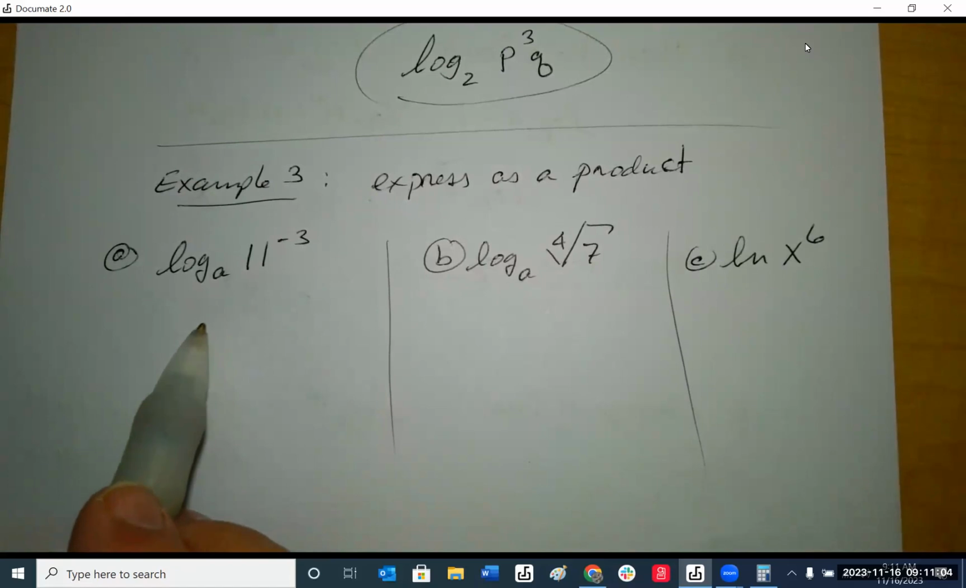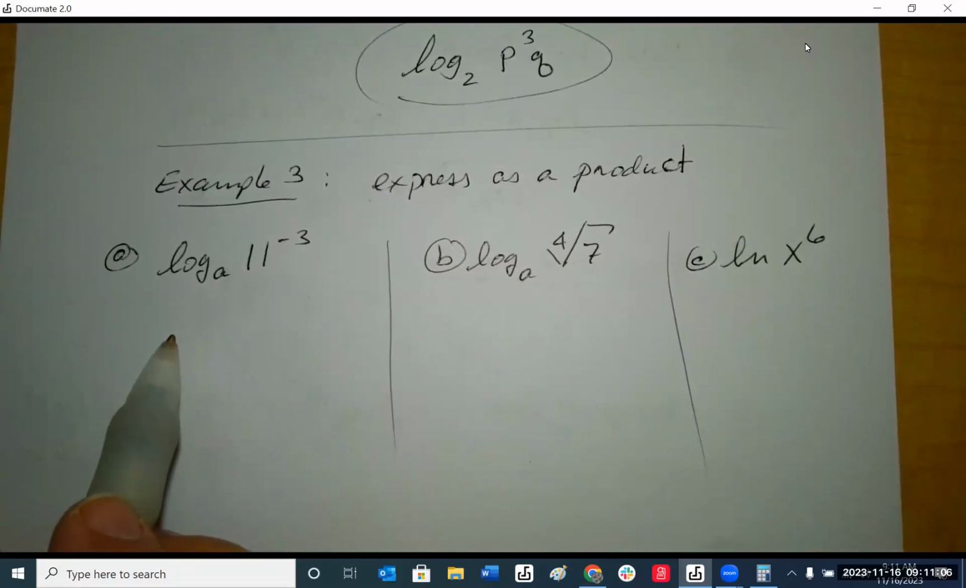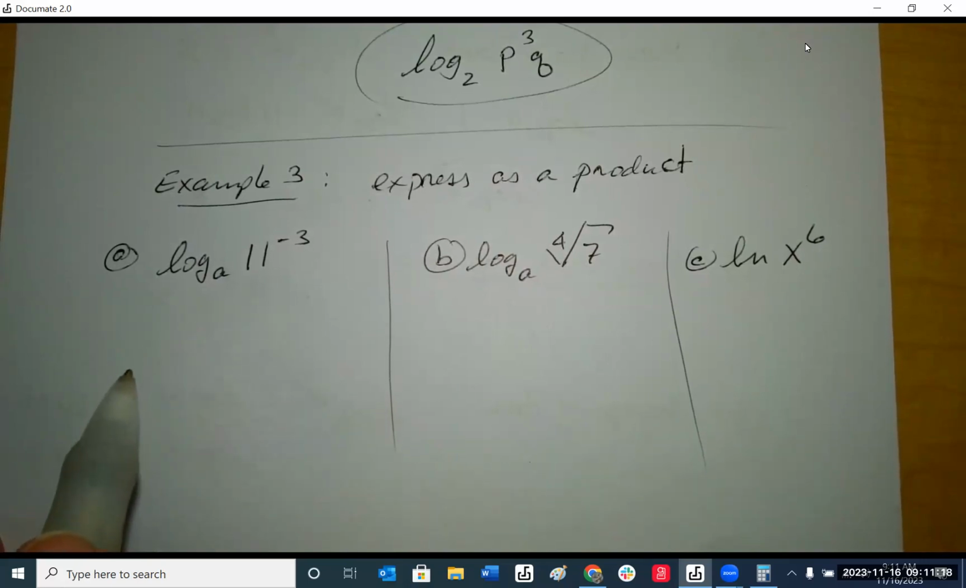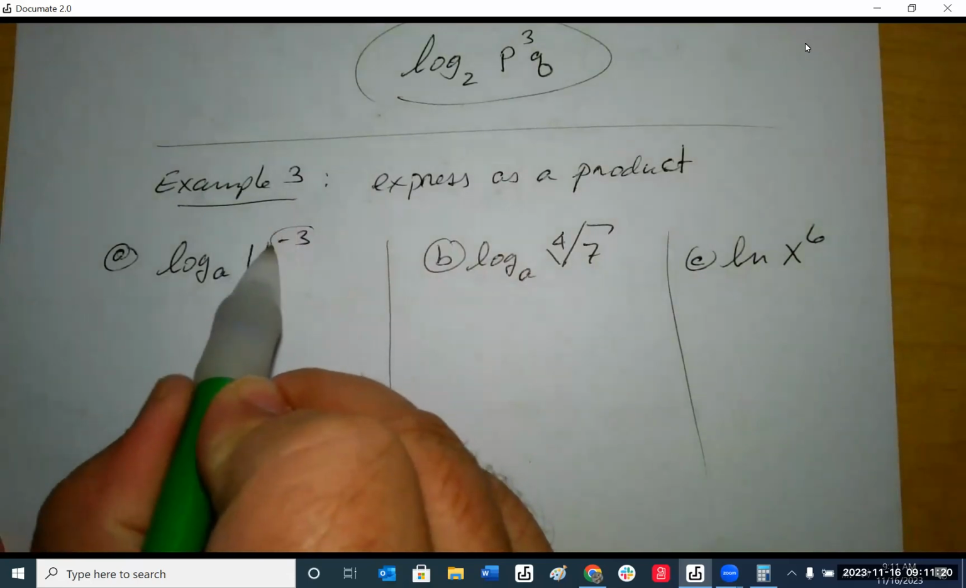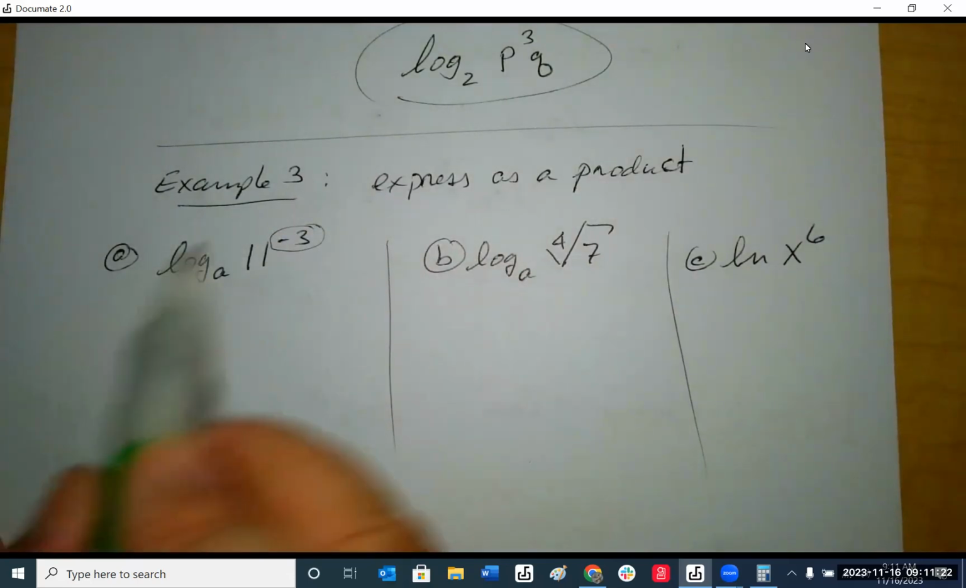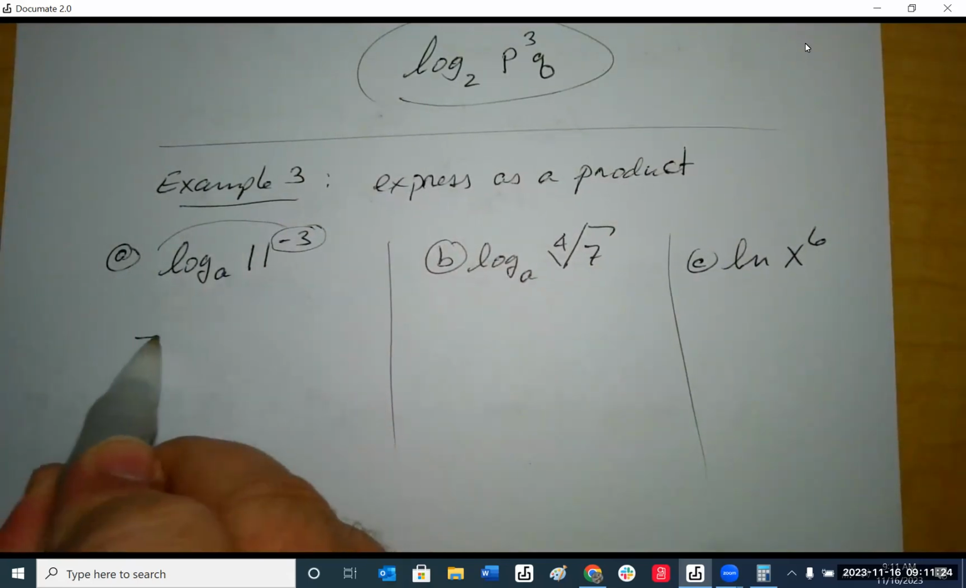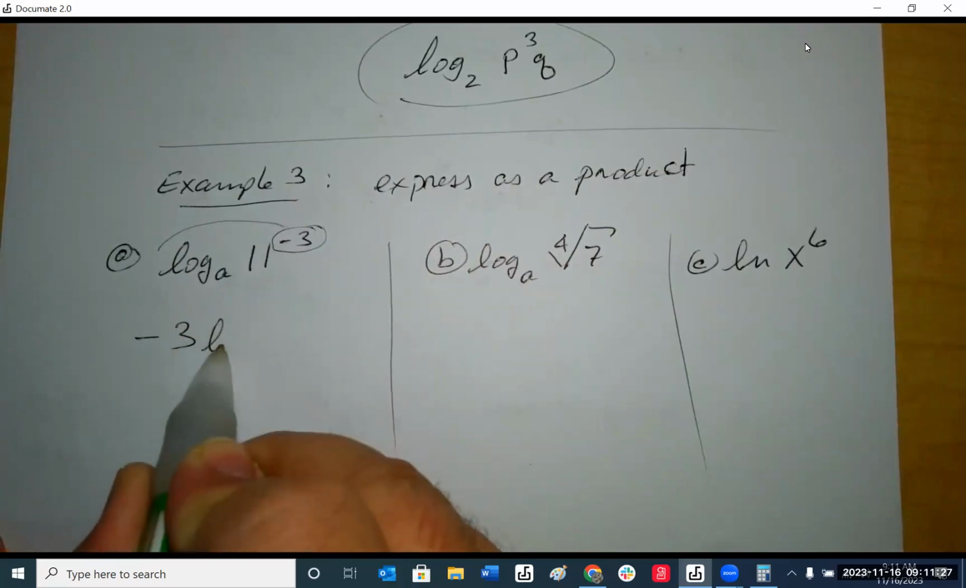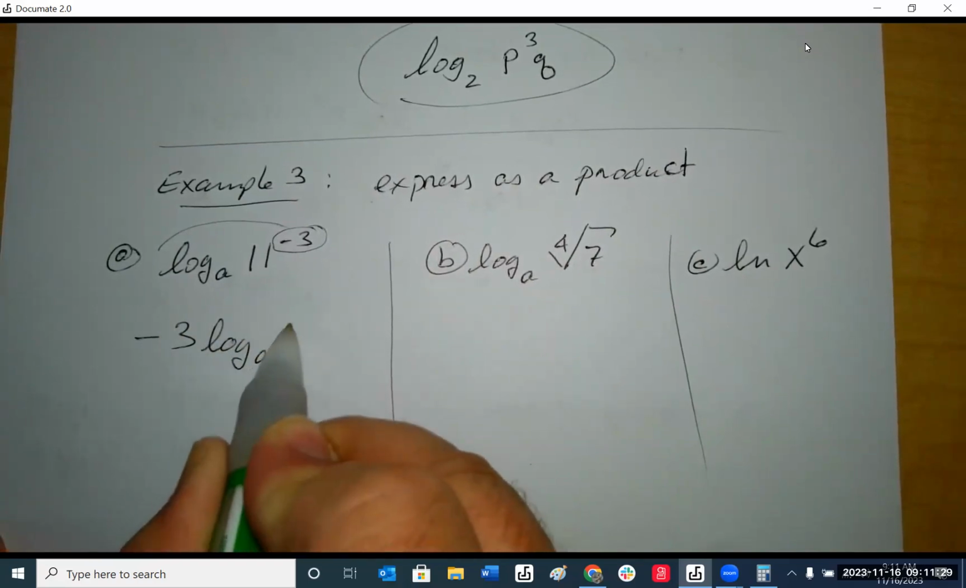What do we do with the first one? What rule do we apply? Remember, logarithms cannot have exponents. So what do we do with this exponent? Put it in front, right? So the answer is -3 log base A of 11.